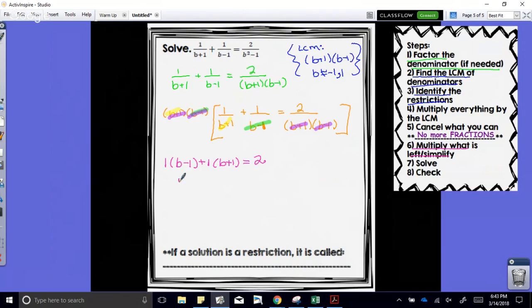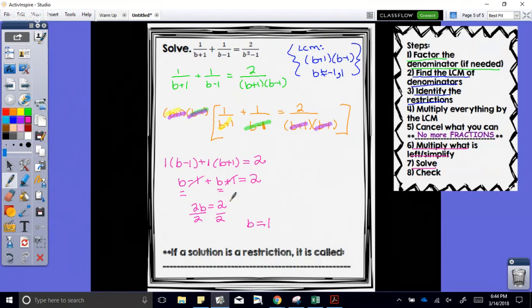1 times b minus 1 is b minus 1. 1 times b plus 1 is b plus 1, equals 2. We have a minus 1 plus 1 on the same side. We have a b plus b, and b plus b is 2b. So 2b is equal to 2. I'm going to divide both sides by 2, and 2 divided by 2 equals 1. So then we went through and we solved.